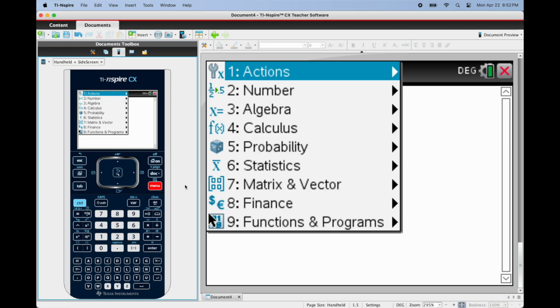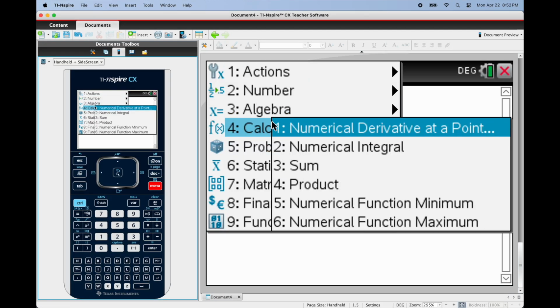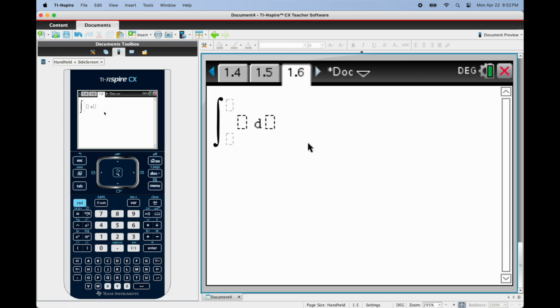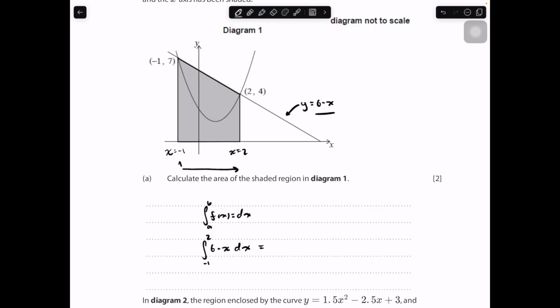So menu, calculus, numerical integral, starting value of negative 1, ending value of 2, and then we have 6 minus x in terms of dx. We get 16.5. Let's go back to the document. Equal to 16.5.